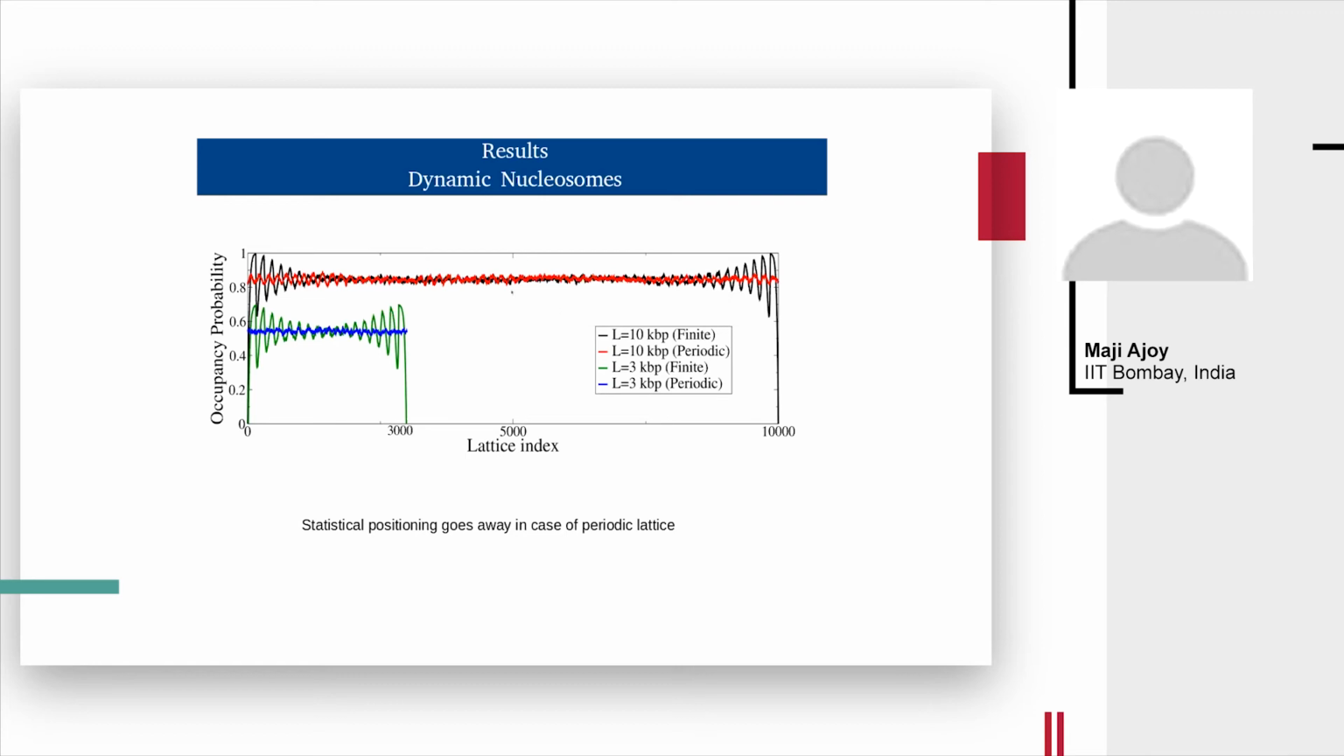And in order to remove this statistical positioning, we have made the finite lattice a periodic one. In case of periodic lattice, there are no boundaries, so that's why statistical positioning is absent. So you can see this red oscillation where there is no statistical positioning, which is for a periodic lattice. And the same is true for a 3 kilo square lattice also. The green oscillation represents the statistical positioning in case of finite lattice, and the blue one is absent of statistical positioning in case of periodic lattice.